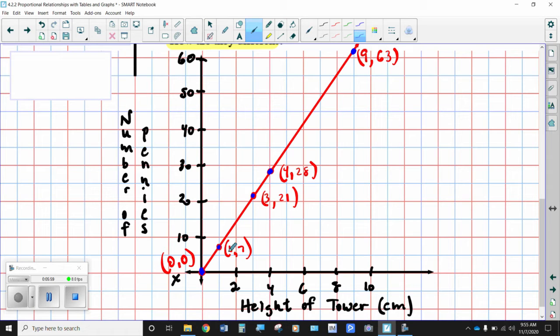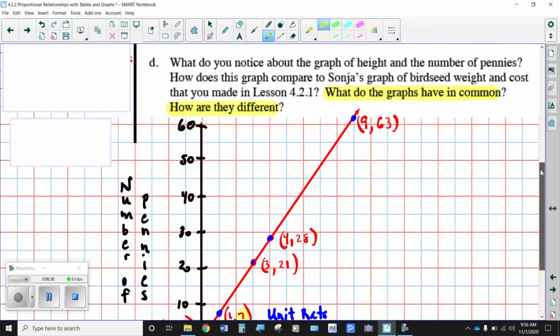Now notice this is what we would call the unit rate here, because this is where, when x is equal to 1, what is y equal to? This is what our multiplier is in this situation. So 3 times 7 was 21, 4 times 7 is 28, 9 times 7 was 63, and so on and so forth. So this particular point where x is equal to 1 is a very important point because this number becomes your unit rate.